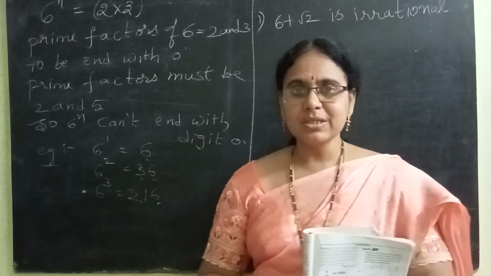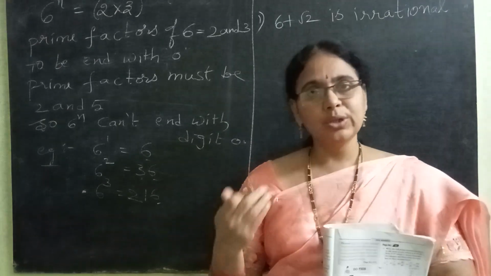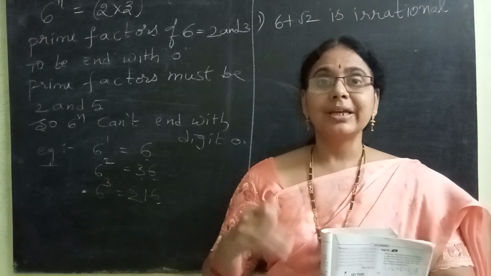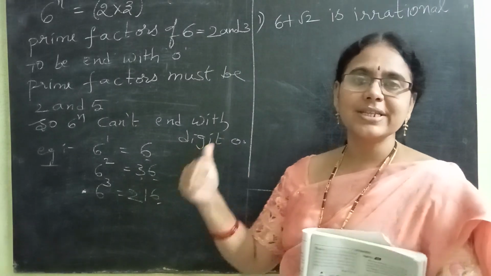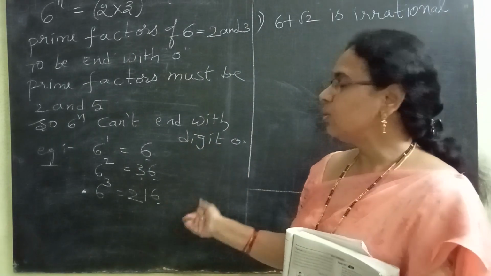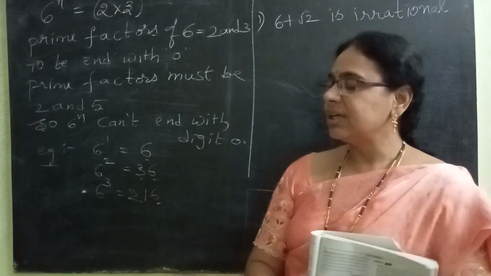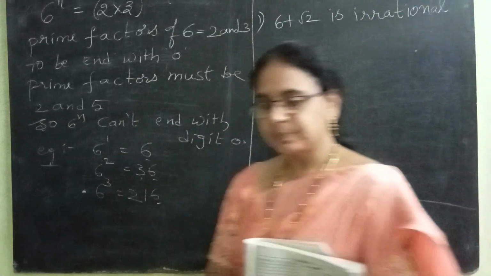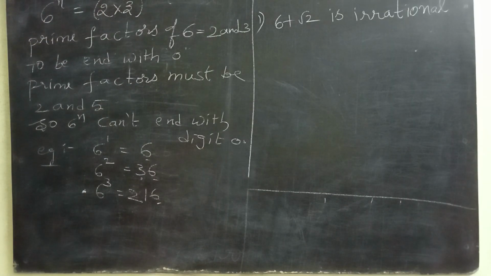That means multiples of 10. Multiples of 10: 2 into 10, 3 into 10, 10 power 1, 10 square, 10 cube. For those numbers, you will get the unit digit as 0. But here, the prime factors are 2 and 3, so it doesn't end with the digit 0. Clear? I hope you understand.